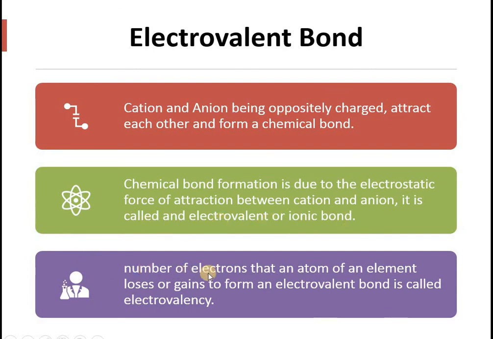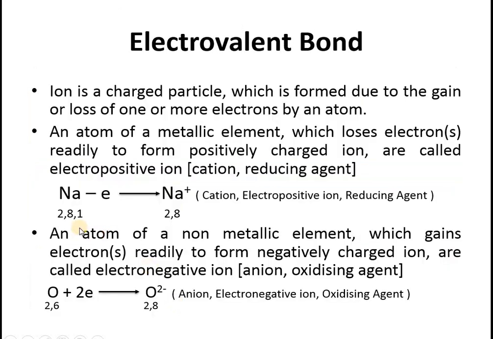The number of electrons that an atom of an element loses or gains to form an electrovalent bond is called its electrovalency. So here sodium lost 1 electron, so the electrovalency of sodium is plus 1. Oxygen gained 2 electrons, so the electrovalency of oxygen is minus 2.